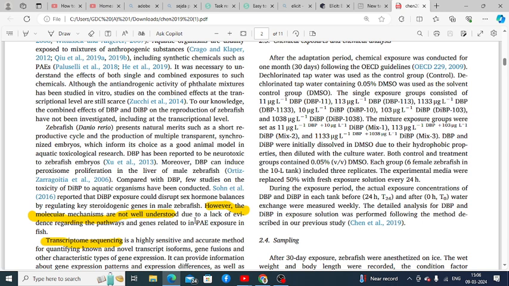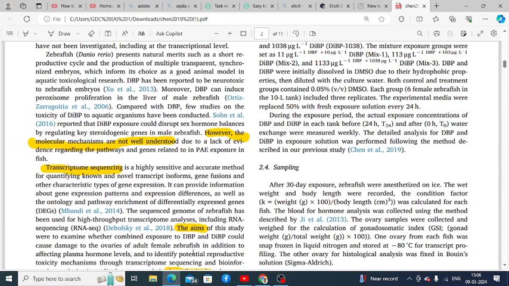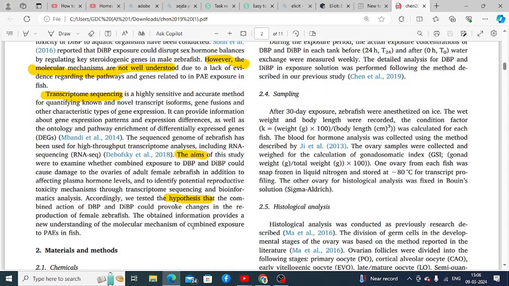You have to look into the literature review, then find out the research gap, what has not been reported or done in previous studies, and the third is the significance of the study. These are the things you look into in the introduction part, and after that you also write the aim of your study and your hypothesis, and you can also write the methodology. Here you can also see that transcriptomic sequencing is a highly sensitive and accurate method for quantifying known and novel transcript isoforms. So they are mentioning the methodology, the experiments performed in this research paper. So you can write the methodology, your aim, your hypothesis, and also report your findings.